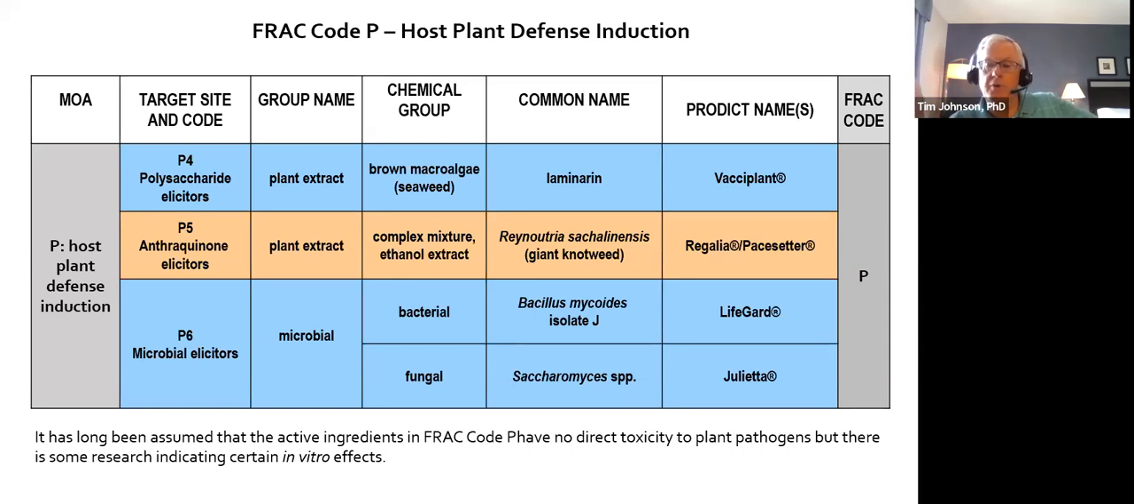But we have a product called Lifeguard from Certis USA that is based on Bacillus mycoides. This particular bacillus isolate functions solely through the FRAC code P-type mode of action, ISR or SAR. There's also an active ingredient from a species of Saccharomyces, which is a fungus that is a microbial elicitor. I have the product named Julietta here, which is a fairly new product in North America.